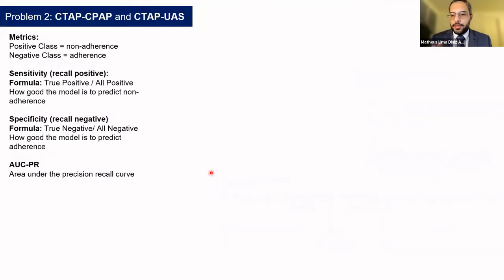Now I'm going to present some results comparing the CPAP approach and the CPAP UAS approach. But first, let's talk about these metrics. I will talk about the sensitivity of these models. Sensitivity is basically how good the model is at predicting non-adherence. So it's the recall of the positive class, and the positive class is non-adherence. On the other hand, we have specificity, which is how good the model is at predicting adherence, basically the recall of the negative class. And we also have the area under the precision recall curve, which is this metric, the AUCPR score.